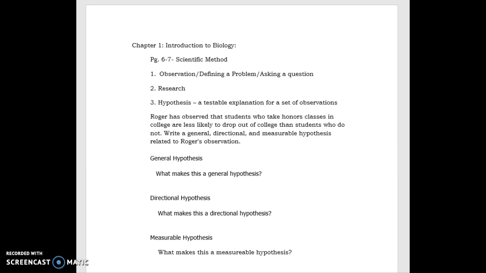There are three versions of a hypothesis that we're going to practice writing. So what we do is we have them listed here as a general hypothesis, a directional hypothesis, and a measurable hypothesis. You don't have to write them in this order. I find that some students find it easier to really start with the directional, and you'll see why. We'll start with the general hypothesis, and I'll write it, and then we'll analyze what makes this a general hypothesis.